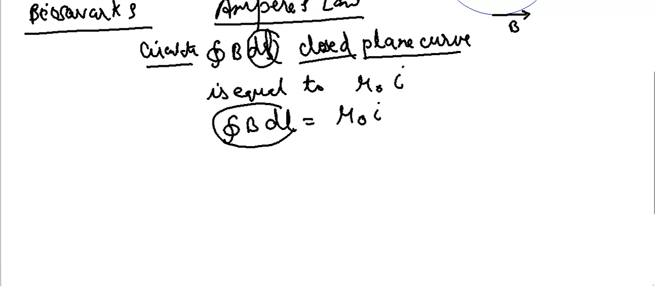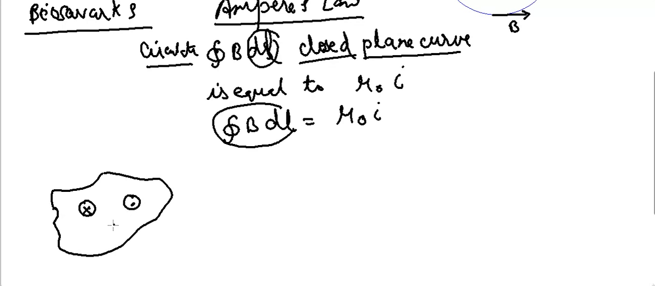Just to give you a further explanation, if I have any closed loop or closed curve, in this case a closed curve, and suppose I have some current here. The current is flowing into the screen of the paper, and some current is flowing out of the screen of the paper.